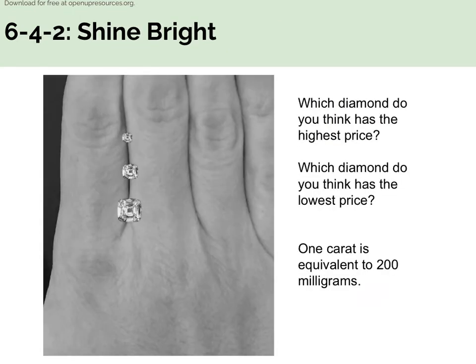In a second, we're going to be talking about diamonds, carats, and diamond prices and how much they weigh. Which diamond do you think has the highest price? Which diamond do you think has the lowest price? And 1 carat, which is how they measure the weight of diamonds, is equivalent to 200 milligrams. Go ahead and answer those 2 questions. Pause, answer those, and then come back to me.